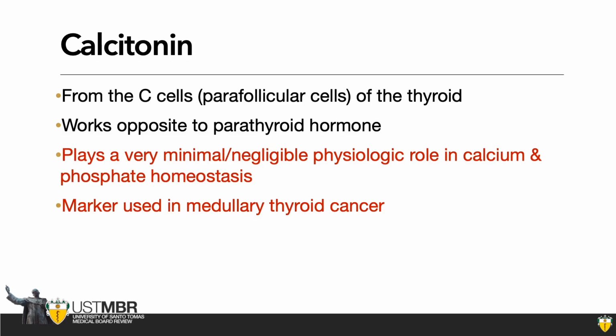The third, least important, are from the parafollicular cells. We said generally they work opposite of parathyroid hormone in the petri dish, in vitro. But in vivo, they have a negligible role. We already said that even if calcitonin is high in medullary thyroid cancer, or if it's low because you removed all the parafollicular cells during total thyroidectomy, as long as the parathyroid gland is there, calcium will remain normal. So it's really negligible. The main role of calcitonin is as a marker for diagnosis and also as a marker for recurrence of medullary thyroid cancer.